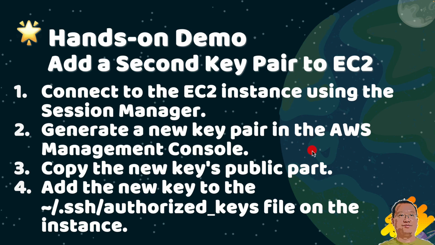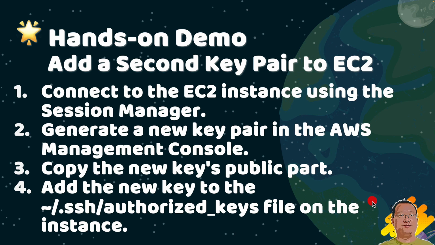Second, create a new key pair. We'll go to the key pairs section in the AWS Management Console and create a new key pair with a different name. Next, we'll create a public key from the private key, and then we'll connect to the instance again, use the Session Manager, and add the new public key to the specific file. That allows the new key to unlock the instance as well.